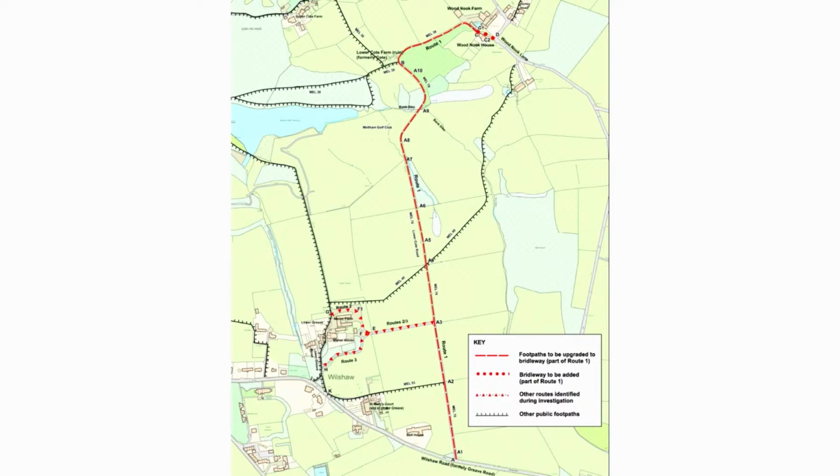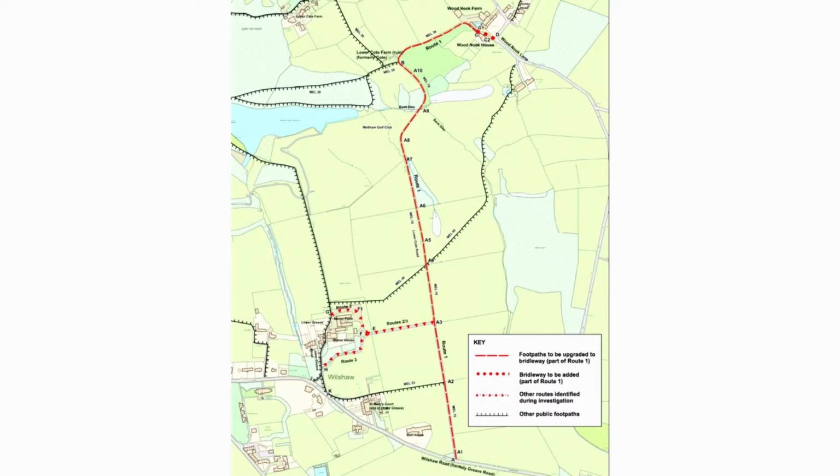So in conclusion, having considered all the available evidence, it's considered there is ample evidence of public use by equestrians as of right, so without force, secrecy or permission, during the 20-year period 1995 to 2015, to raise a presumption of dedication of a public bridleway over the route from Wiltshire Road to Woodnook Lane. There is no clear evidence that any landowner demonstrated a lack of intention to dedicate a public bridleway.